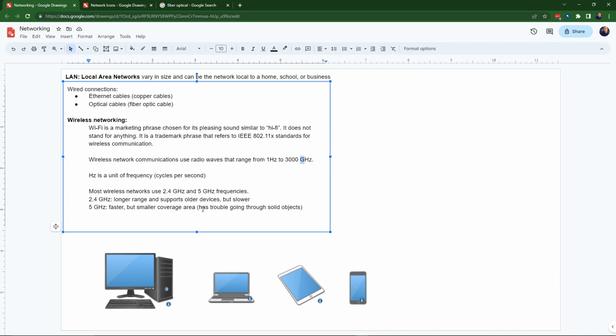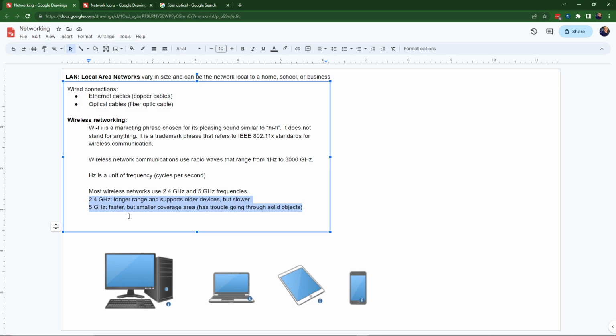So if we look at this, the two most common frequencies used, and these are important for your home network, are 2.4 gigahertz and 5 gigahertz. Now, the main difference is that 2.4 gigahertz has longer range and supports older devices, but it tends to be a slower network connection. 5 gigahertz is much faster, but it has a smaller coverage area and has a little bit of trouble going through solid objects.